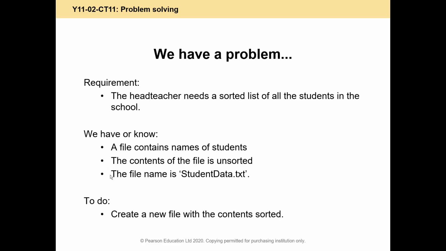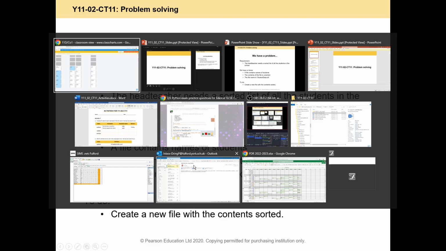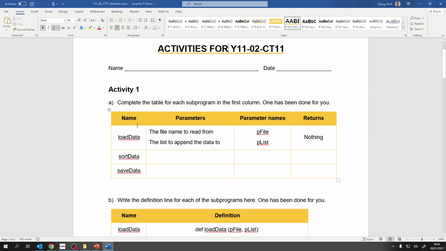So we've said if this is what the program does, we should have a subprogram called read file, sort data, and write file. And that's pretty much our starting point to CT11. Load data, sort data, and save file. The parameters are the things that it needs to do its job.